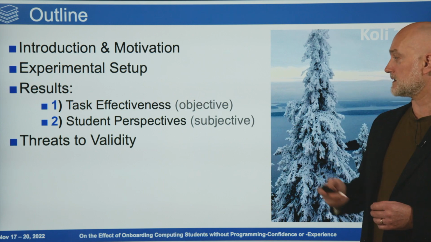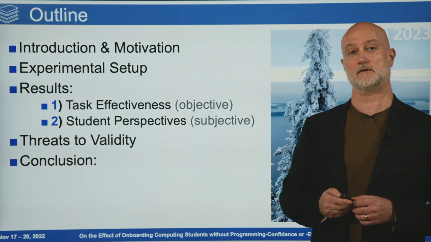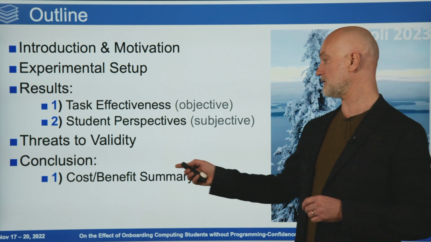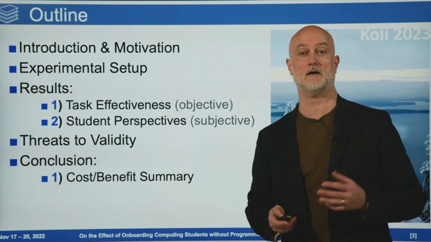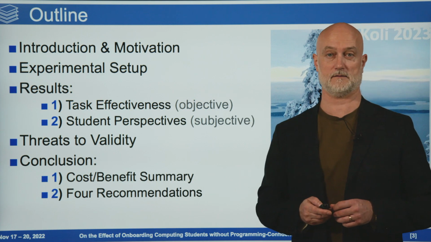And then we're going to consider threats to validity. Hereafter, we're going to look at the conclusion, and again, we're going to do this in two parts. First, we're going to look at a cost-benefit summary of our results, and then this leads to 4 recommendations.